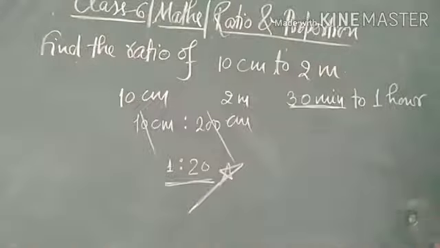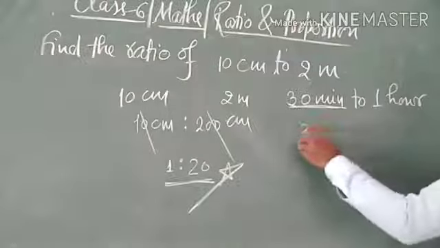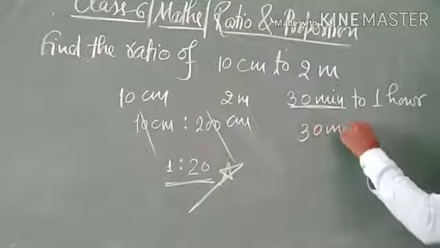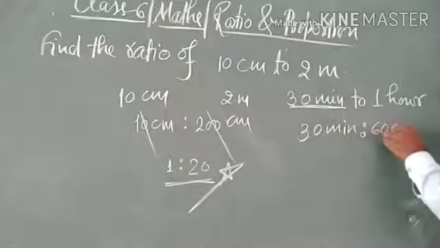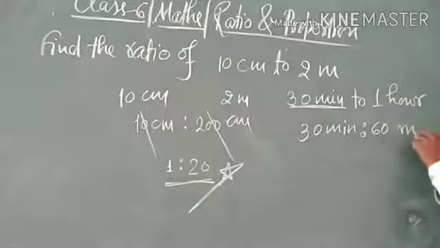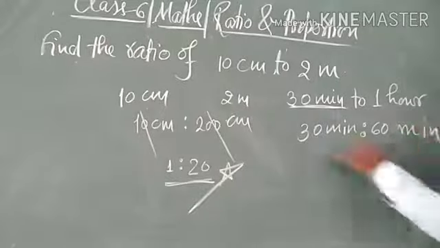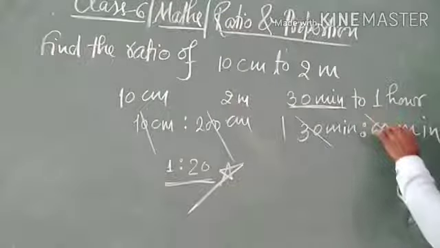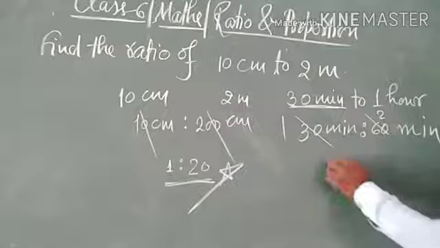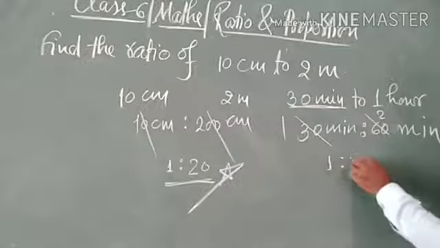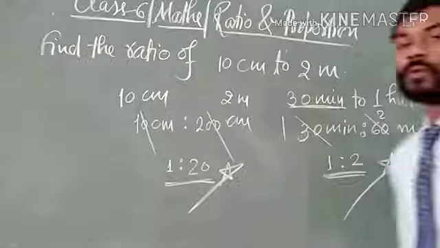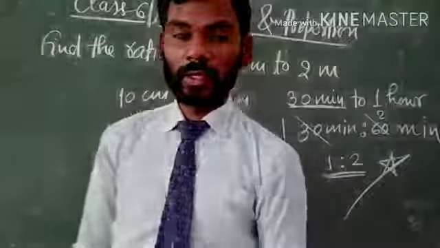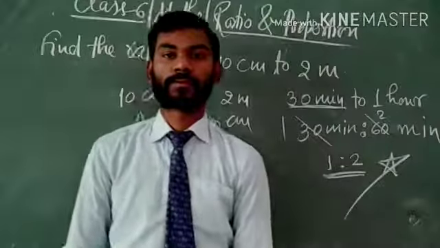Since we know that 1 hour is equal to 60 minutes, this will be equal to 30 minutes is to 60 minutes. Okay, 30 ones are 30, 30 twos are 60. We get the ratio 1 is to 2. Therefore, 1 is to 2 is the right answer.